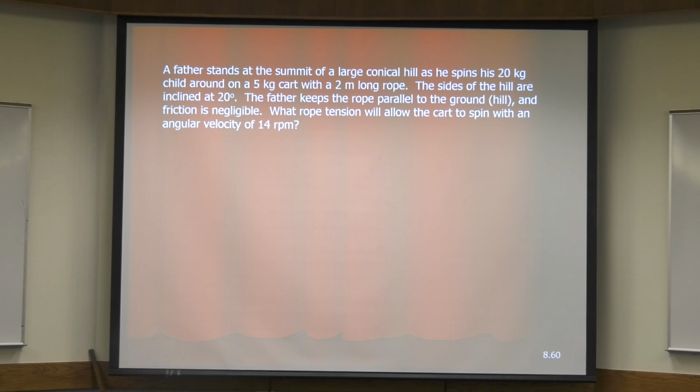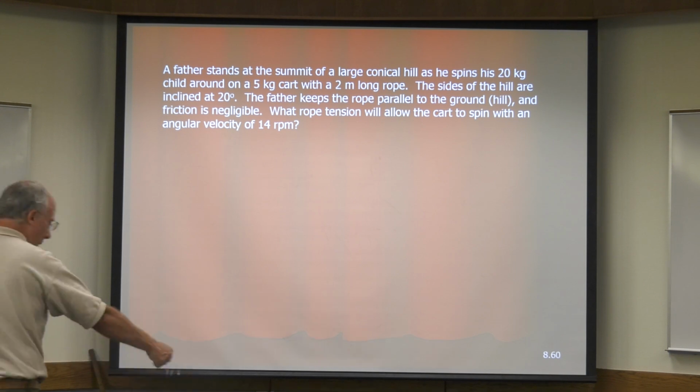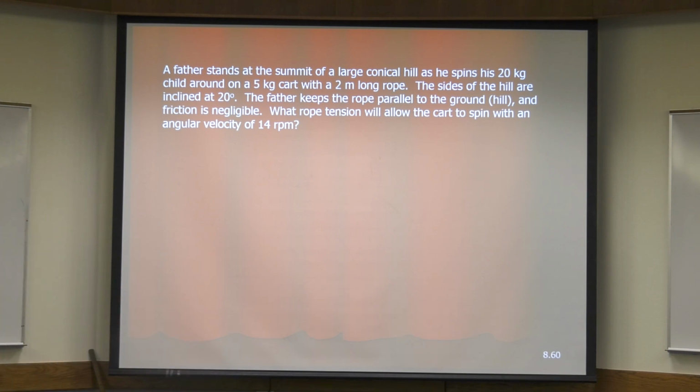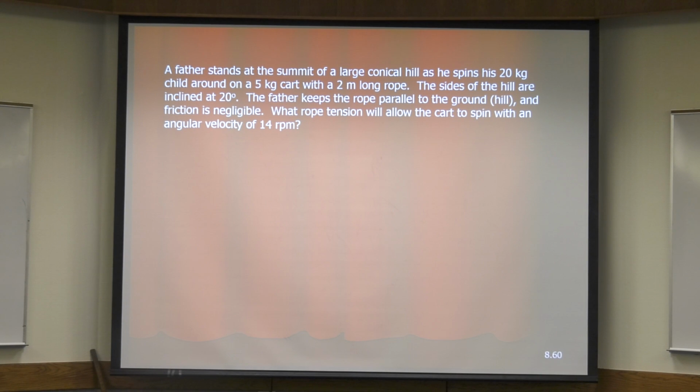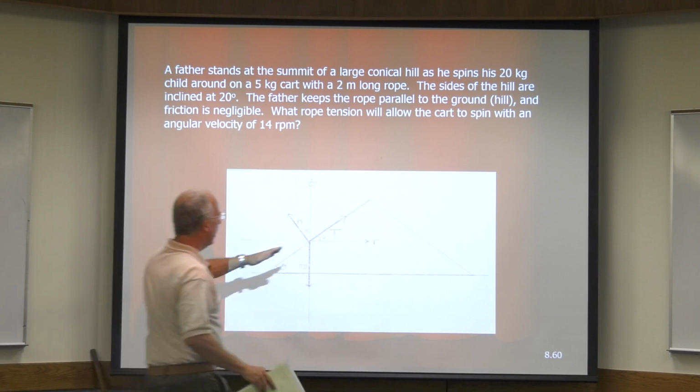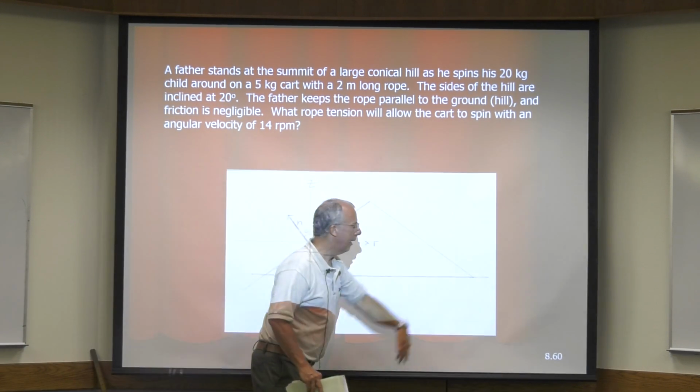Oh my goodness. Okay, but come on, uniform circular motion, right? The cart and the child are going like this, uniform circular motion. So that's not so bad. But what's the first thing we have to do? We have to get the force diagram. I hope I have a picture. Okay. So this is the conical hill, right?